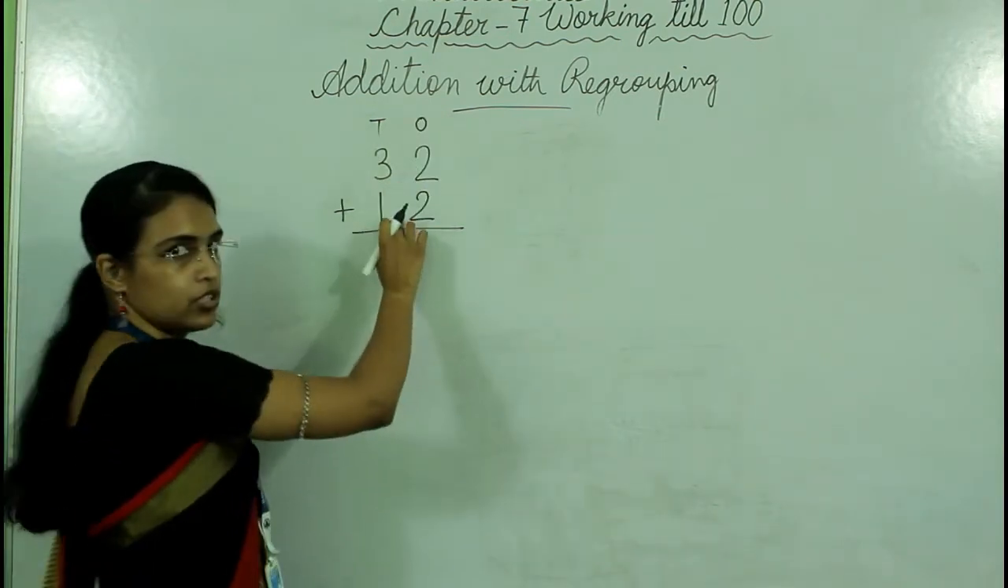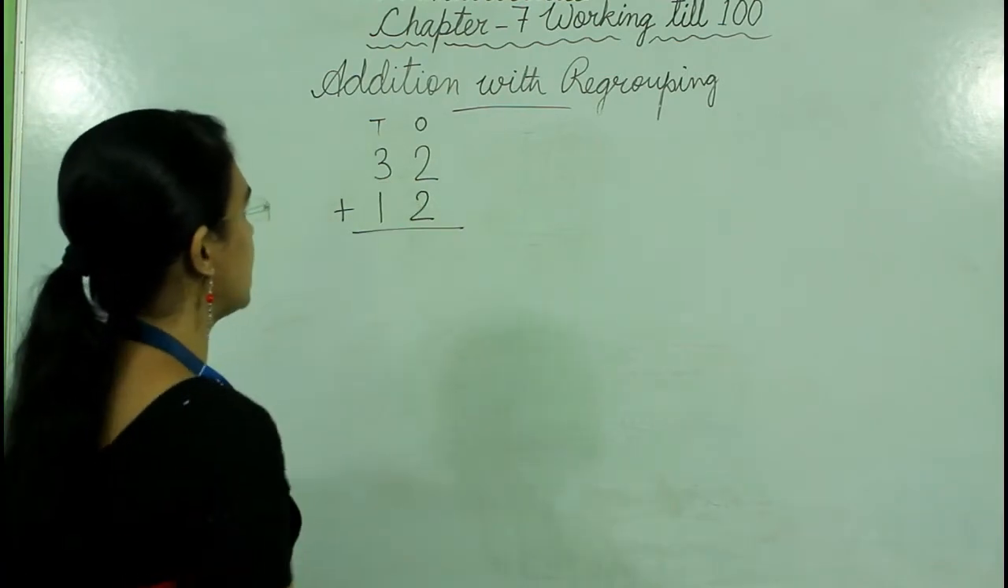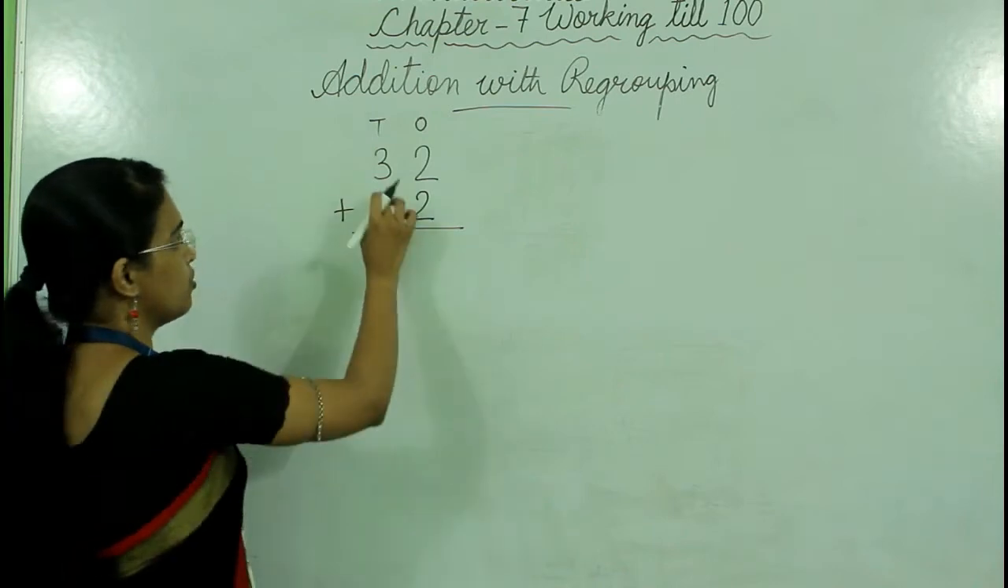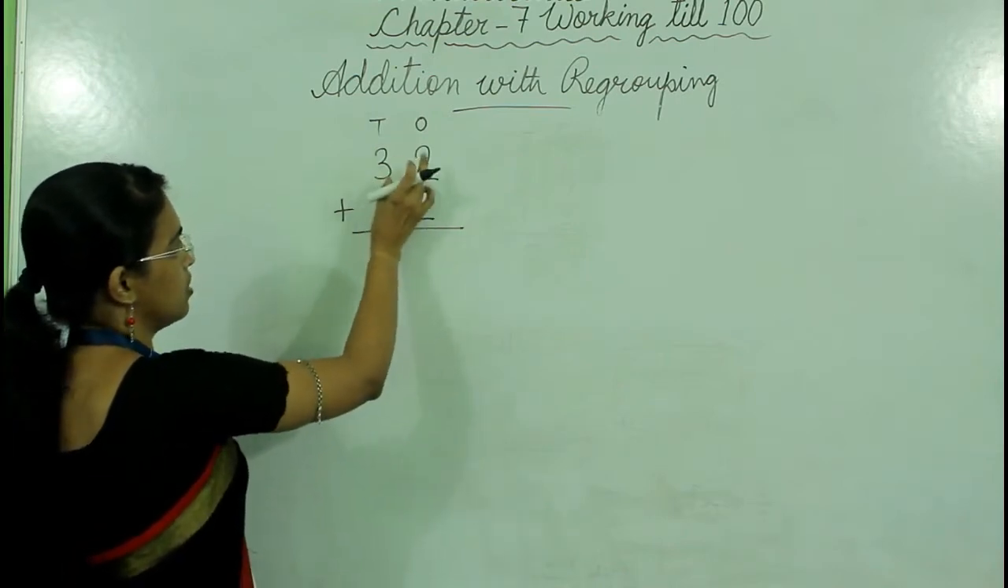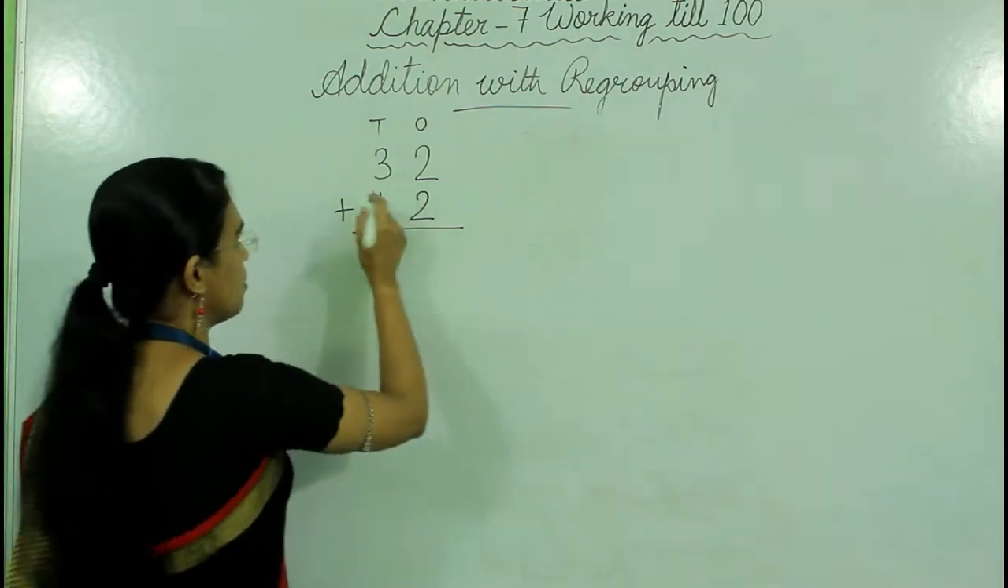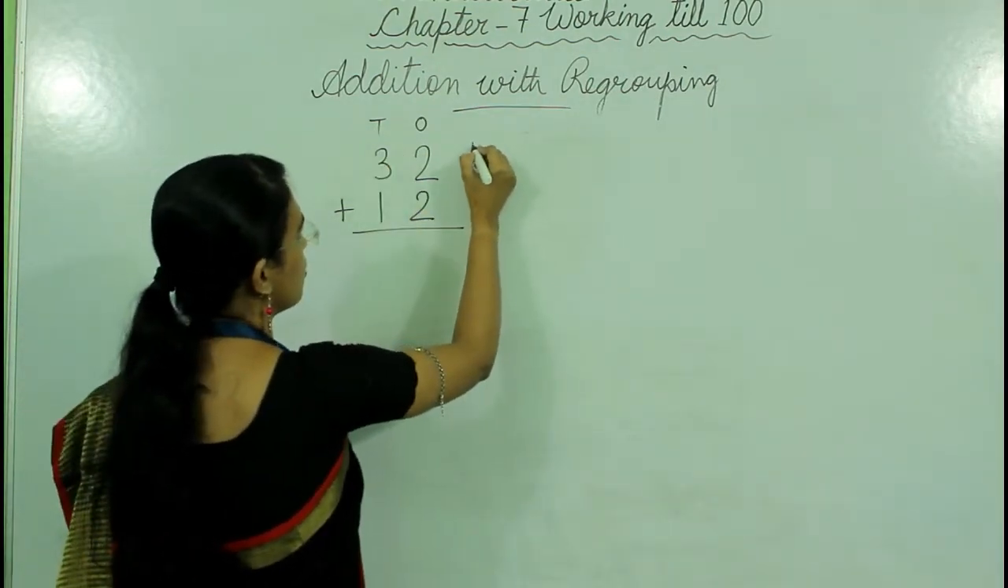Digits here and 2 digits here. Now we will do this addition by regrouping. How do we have to do this? First we have to put these numbers, okay? How? By making groups.